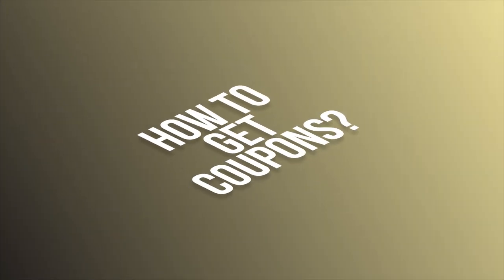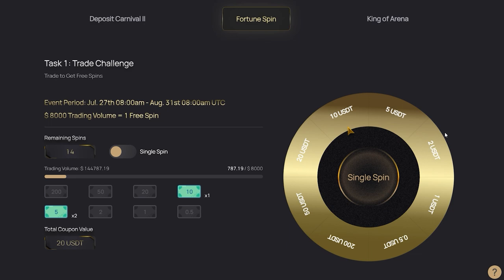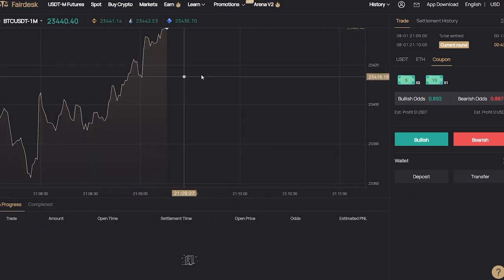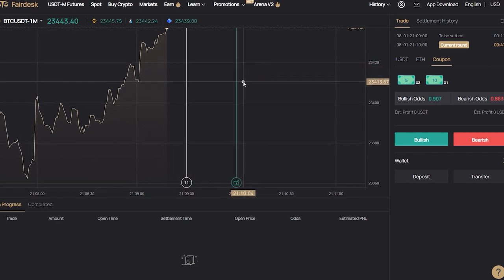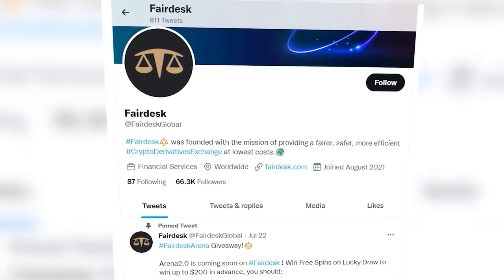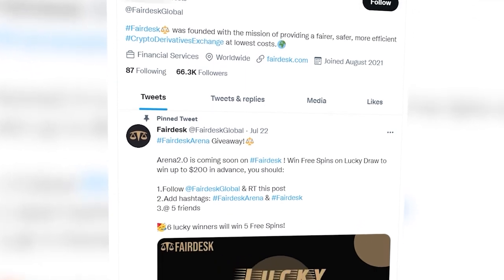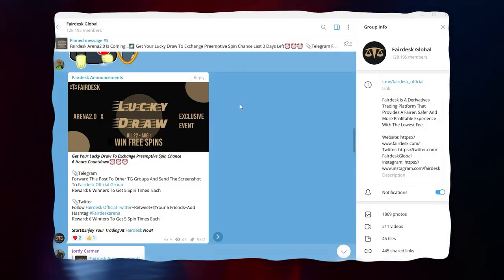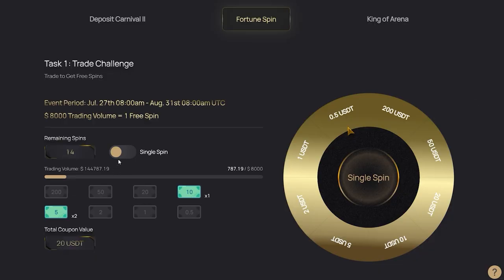How to get coupons? Want a coupon? You can get one for every $8,000 in trade volume on Fairdesk and one more for every friend you invite to join. Additionally, coupons will be distributed among the participants of other events on Twitter and Telegram channel of Fairdesk. Coupons can be used to win up to 200 USDT in one spin.